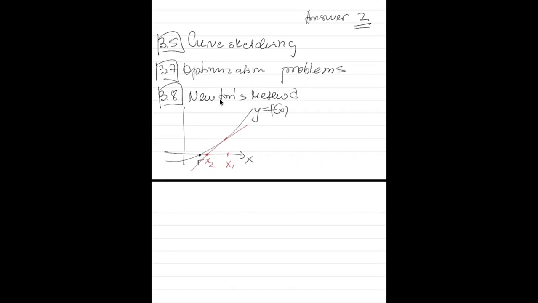So we continue that process and we derive the formula that x2 is equal to x1 minus f of x1 over f prime x1, and so on. We actually have a formula for the nth approximation, which you can write from here. I'm going to say xn plus 1 is equal to xn minus f of xn over f prime of xn.